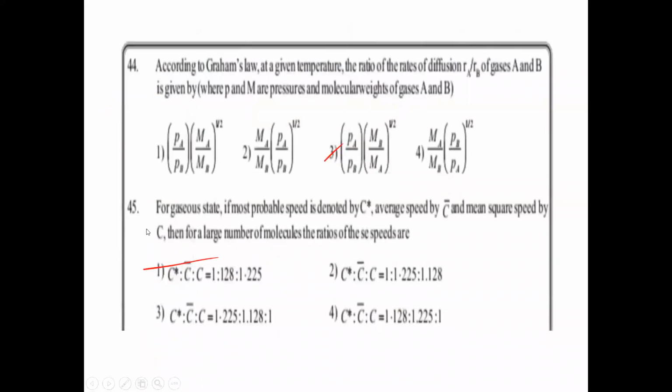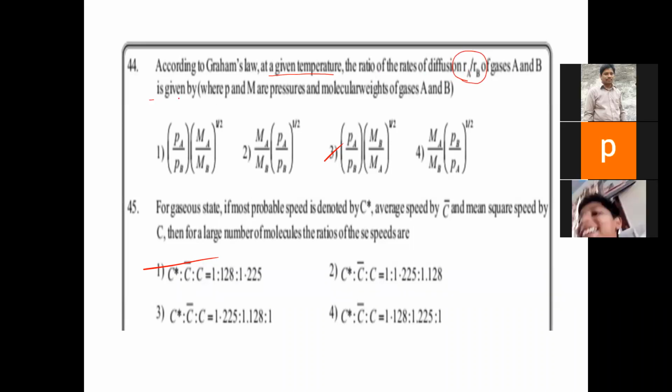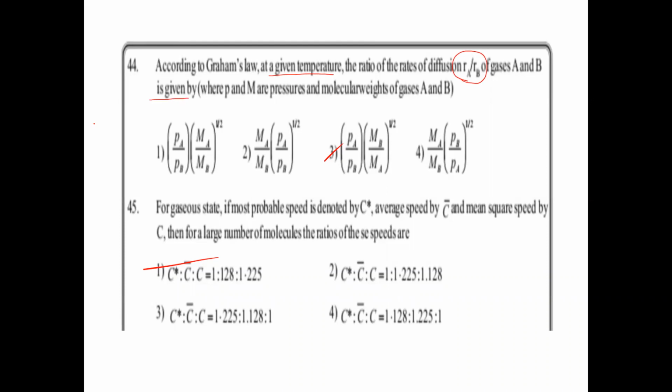Next. Here, according to Graham's law, according to which law? Graham's law of diffusion. At a given temperature, the ratio means constant temperature. Here, temperature is constant. The ratio of the rates of diffusion of two gases A and B, RA by RB, is given by what? They asked about R1 by R2. So RA by RB is equal to, generally what is the formula? P1 by P2 into under root M2 by M1, molecular mass here.